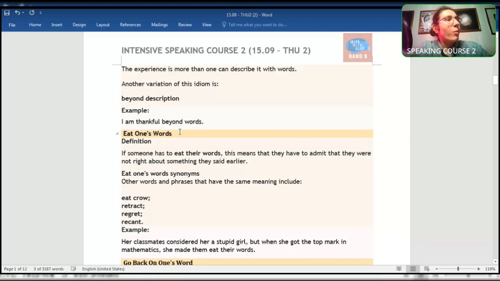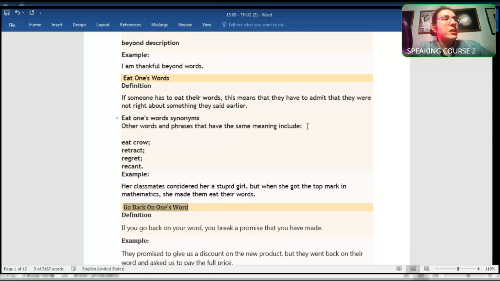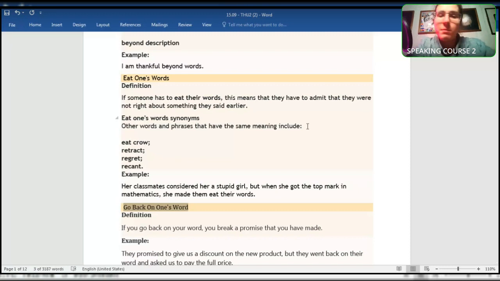Let's continue. One more is to eat your words. And similarly, go back on one's word. These two phrases are great. Eat your words basically means whenever someone made a mistake and they go back and they say, hey, sorry, I made a mistake. Then they eat their words. You can actually use this as an insult, I guess, but that's not very helpful for your IELTS. That's all I can say. So, eat your words basically means to go back on what you said, to correct yourself.